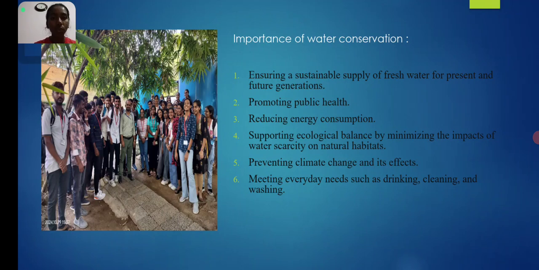The importance of water conservation is ensuring a sustainable supply of fresh water for present and future generations, promoting public health, reducing energy consumption, supporting ecological balance by minimizing the impacts of water scarcity on natural habitats, preventing climate change and its effects, and meeting everyday needs such as drinking, cleaning, and washing.